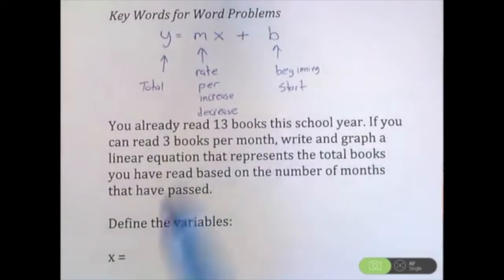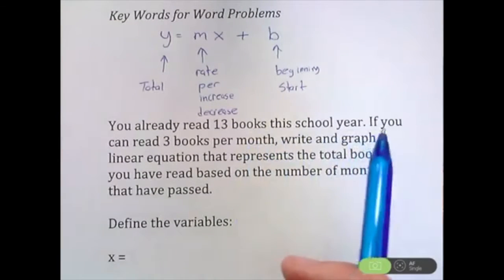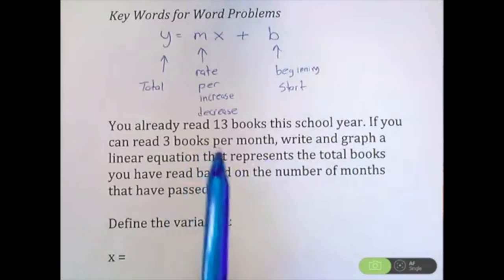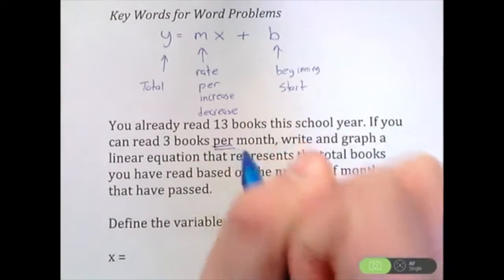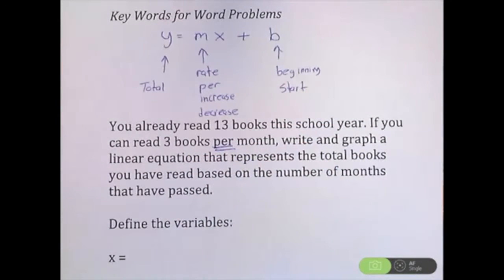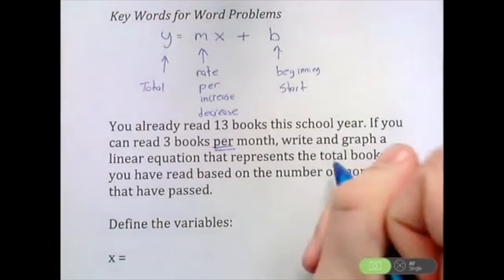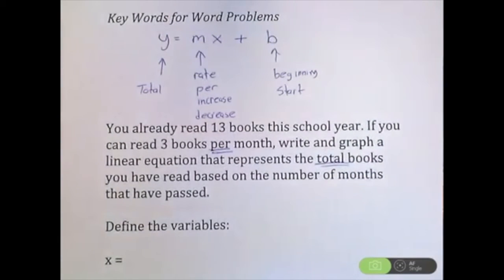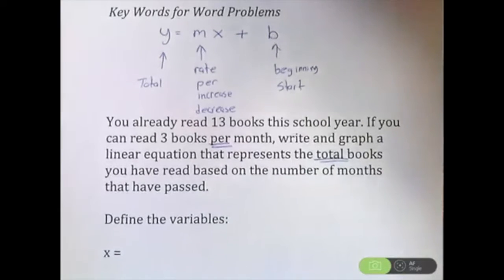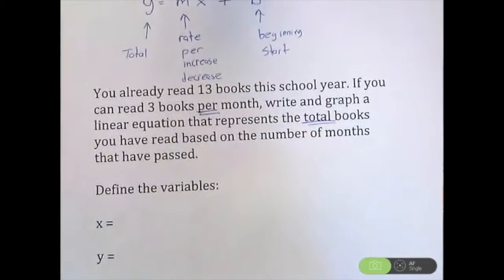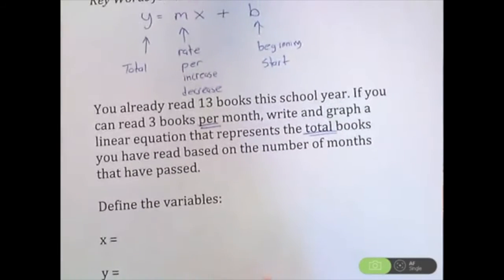So, you already read 13 books this school year. If you can read 3 books per month, write and graph a linear equation that represents the total books you have read based on the number of months that have passed. So I need to find a few things. I need to find my x and y variable, and I'm also going to come up with an equation.